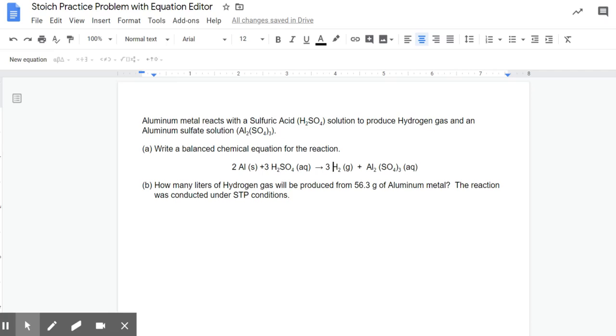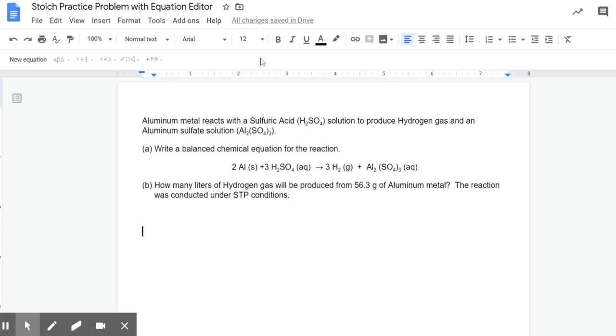Okay? Now, for the actual problem itself. All right, how many liters of hydrogen gas will be produced from 56.3 grams of aluminum metal? The reaction was conducted under STP conditions. All right, so this is a stoichiometry problem where we're moving from one piece of the reaction to another. So there's going to be a mole ratio step. All right, but before we can get to the mole ratio step, we need to convert the 56.3 grams of aluminum to moles of aluminum. All right, this is where our equation editor is going to come in.